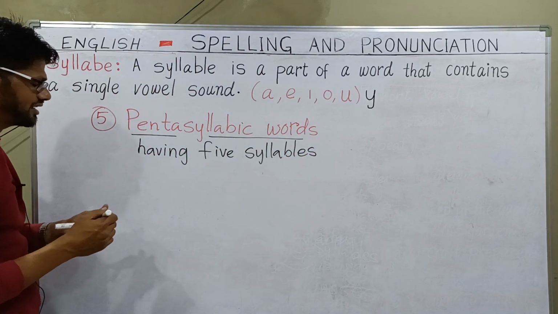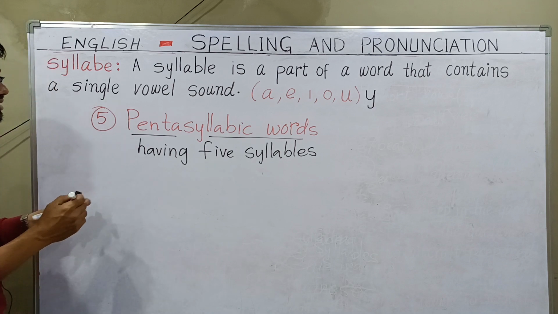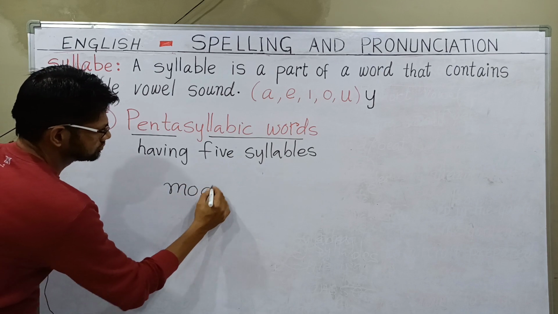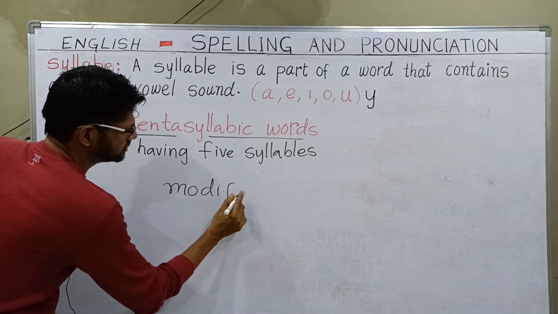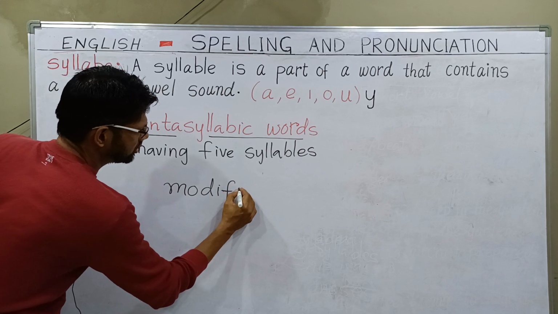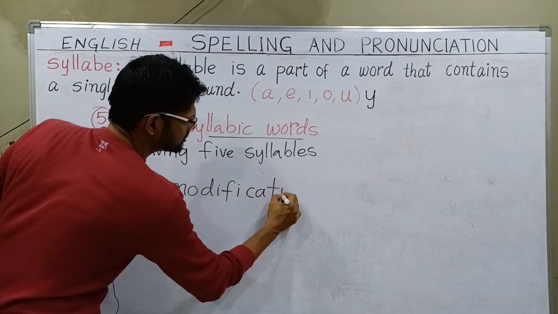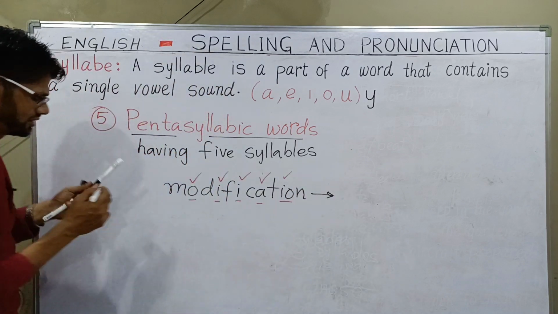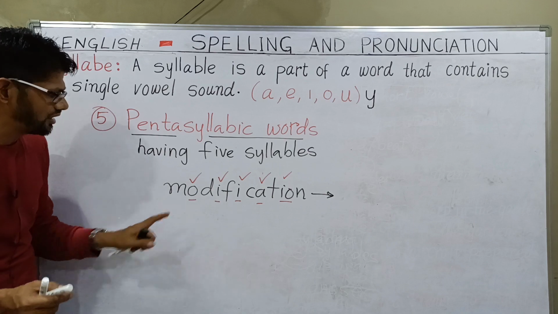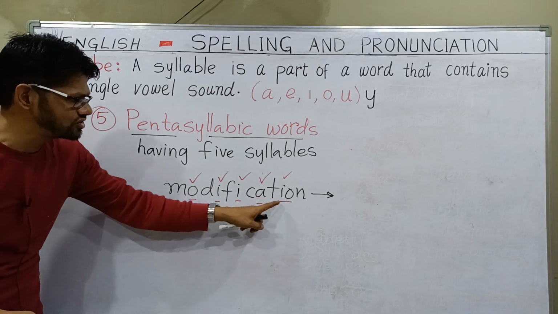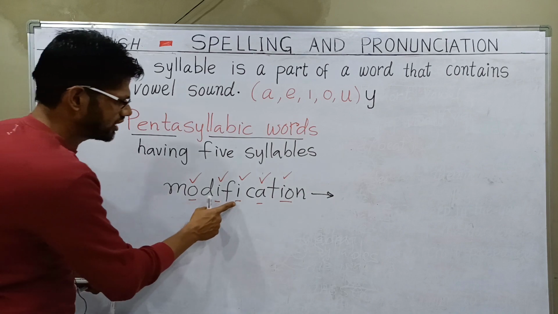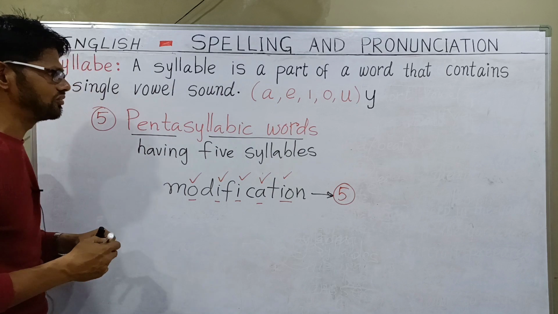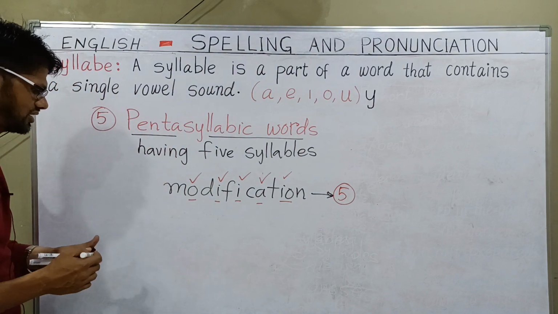We have many examples of penta. For example, if I write the word modification. How many vowels does modification have? Let me count. Modification is producing 5: 1, 2, 3, 4 and 5. So we can write 5 syllable or pentasyllabic word, modification.